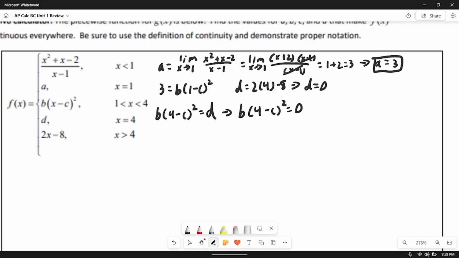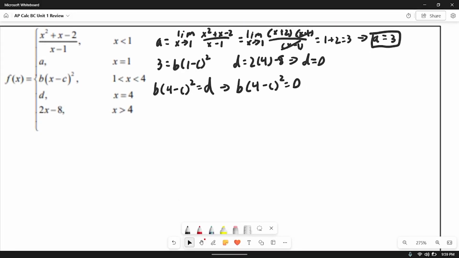c is 4, but b obviously can't be 0 because if b is 0, then this will automatically be 0 when it's 1, and we need it to be 3 when it's 1. So we can divide by b because we know b is not 0, so we're not dividing by 0. So we get 4 minus c all squared equals 0. So then solving for c, we get c equals 4.